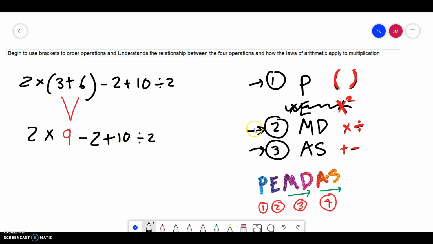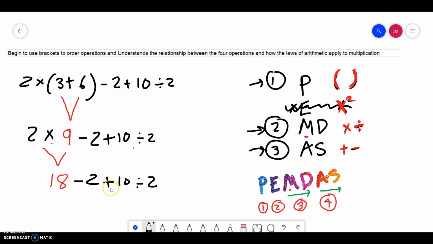Okay, PEMDAS, what should I do next? There's no more parentheses. Is there any multiplication or division? Yes, there's a multiplication and there's a division. Which one should I do first? Some people think we should do multiplication first because it comes first in PEMDAS. Not true. It's whichever one comes first in the problem. So if I go multiplication, division, which one came first? The multiplication came first. So I will continue with 2 times 9 equals 18 and copy everything else that I didn't use.